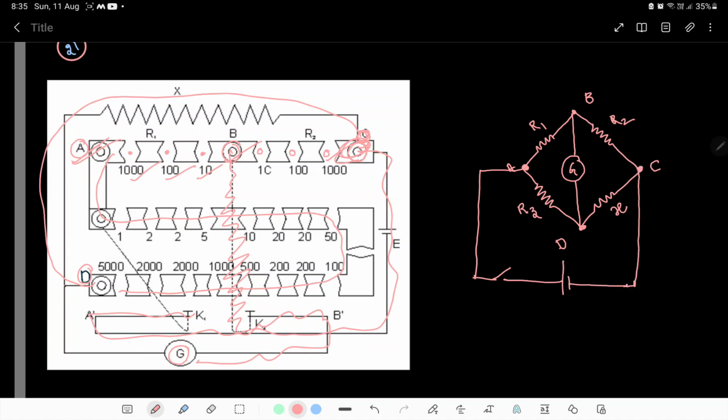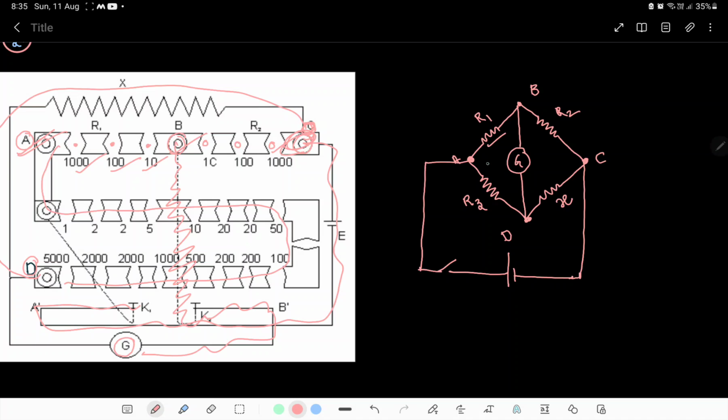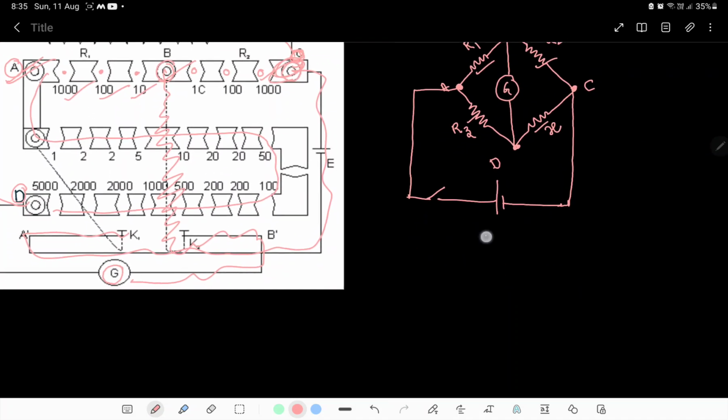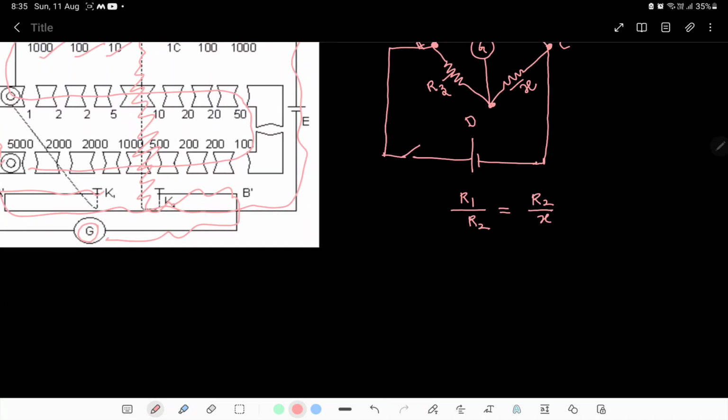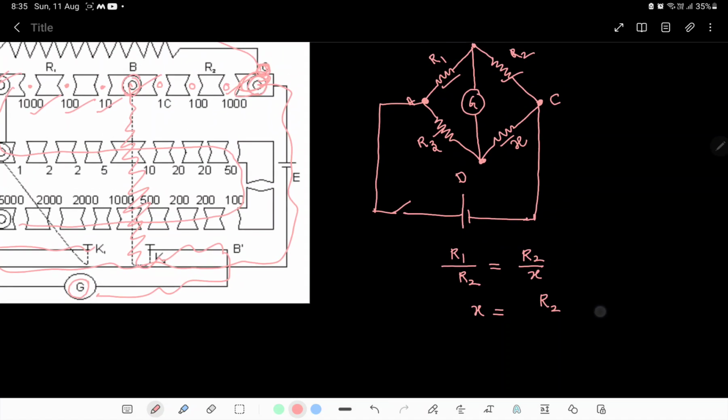Now it is like a Wheatstone bridge, right? If the Wheatstone bridge is balanced, this one by this one should be equal to this one by this one. Therefore, I can write R1 by R2 will be equal to R2 by X. So X is equal to R2 into R3 by R1, right?